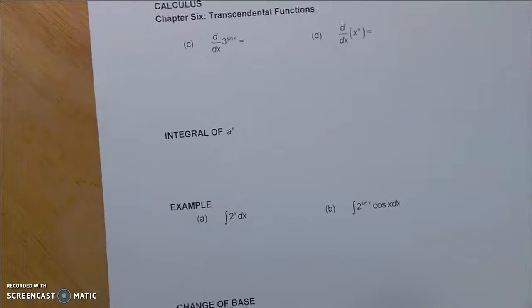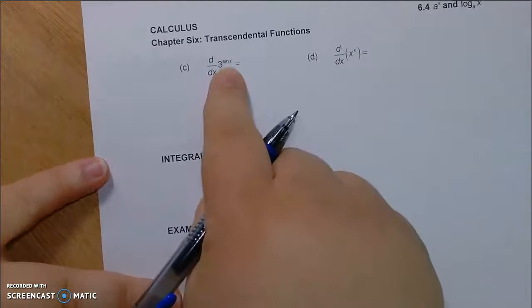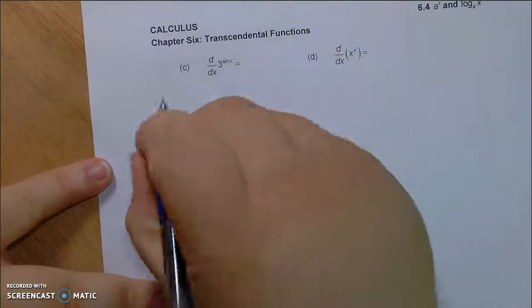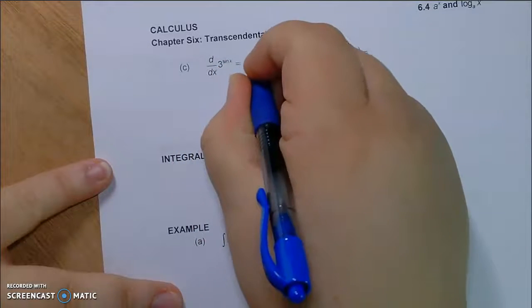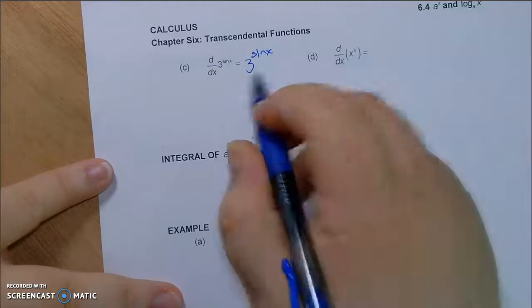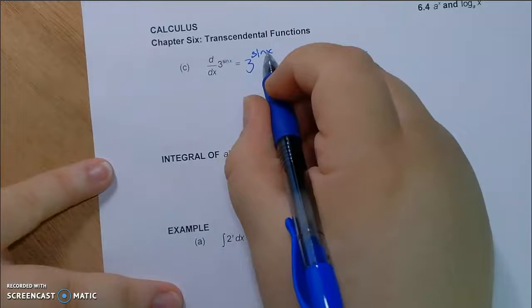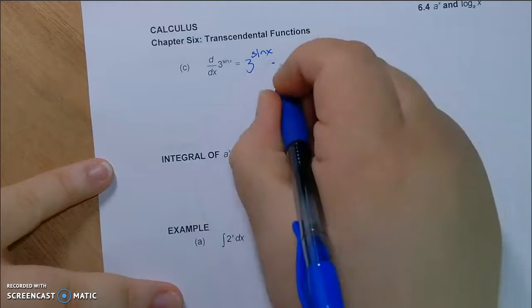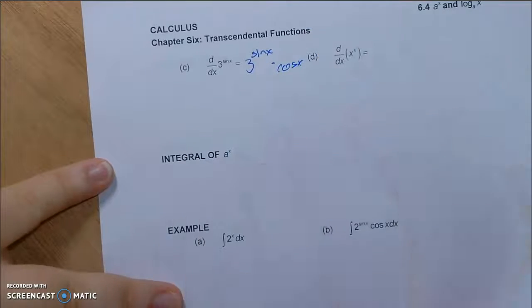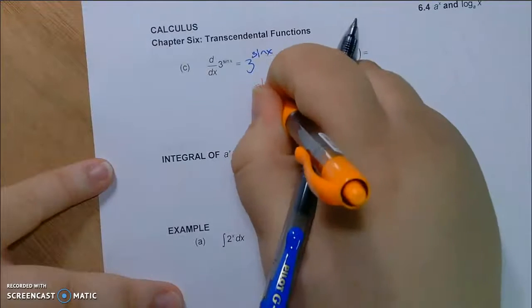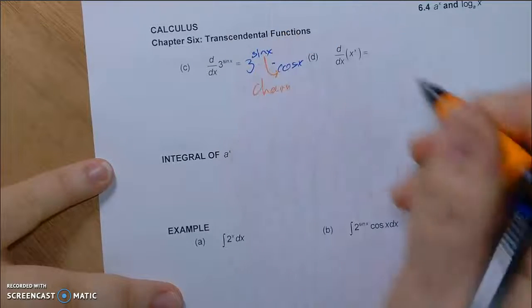Trying to make it a little more complicated for us, we get a trig function in here. Again, we're going to rewrite it just like we would if it was e to the x. So we have 3 to the sine x, times the chain rule, cosine x. So we chained this to here.